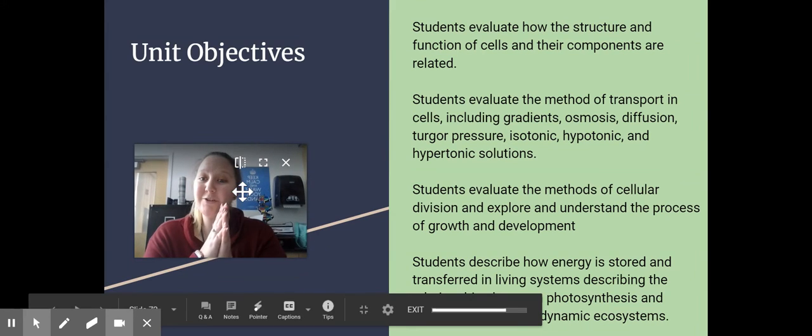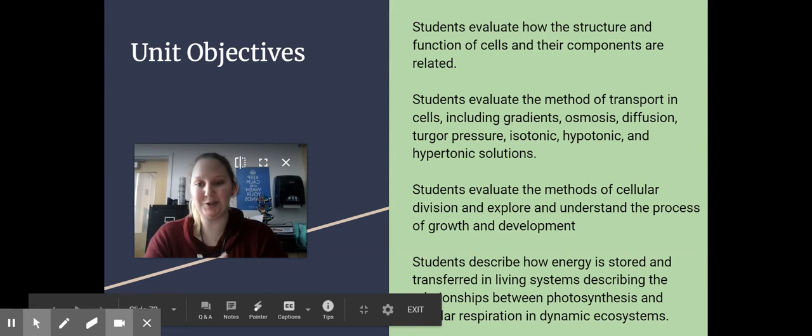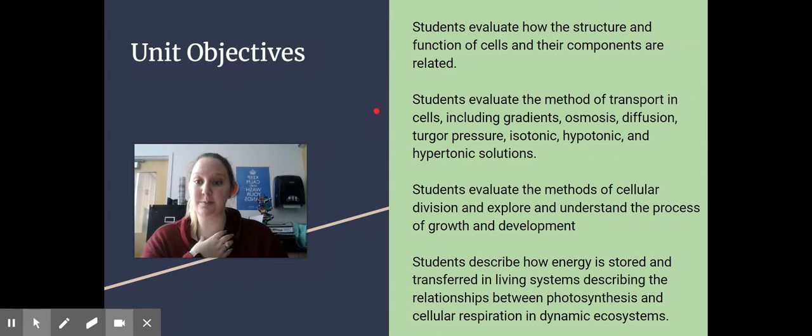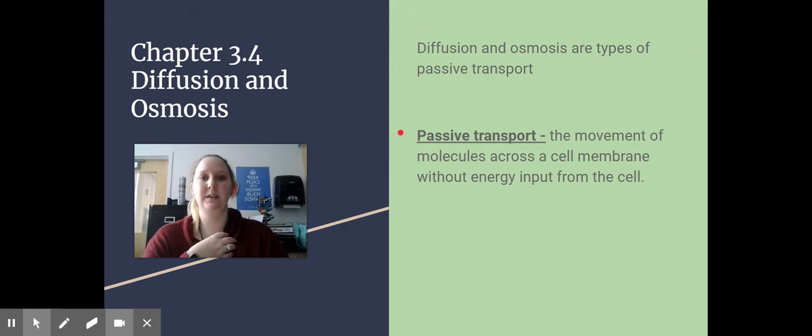Hi guys, so today we are talking about passive transport. Passive transport ties right in with this objective right here that we will be looking at, the method of transport in cells. So diffusion and osmosis are both types of passive transport. Passive transport is the movement of molecules across a cell membrane without energy.